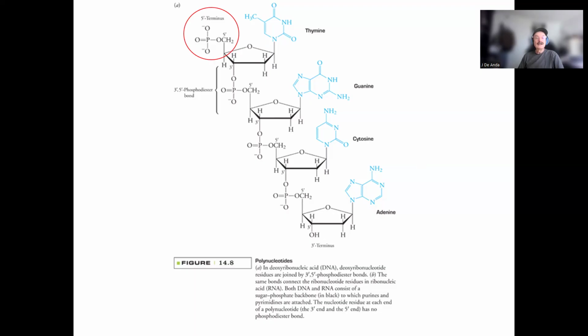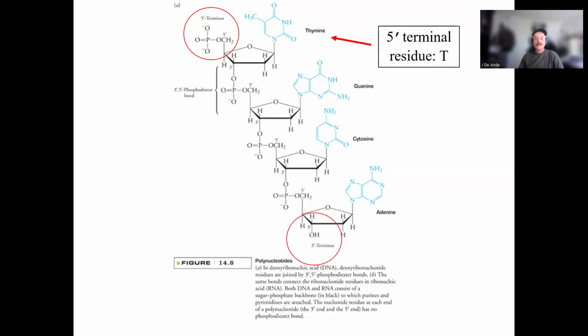And then over here on the top we have a phosphate attached at the 5' carbon. Notice that in this case the 5' terminal residue would be thymine. Remember that we're going to start counting nucleotides from the 5' towards the 3' end. Over here, we have the 3' terminus. Notice that it's free right now. Also notice that in this particular situation, we've set up an adenine as your 3' terminal residue.